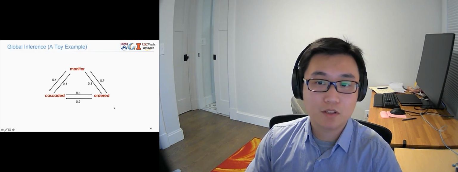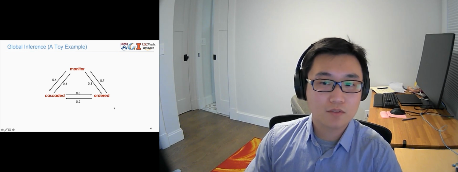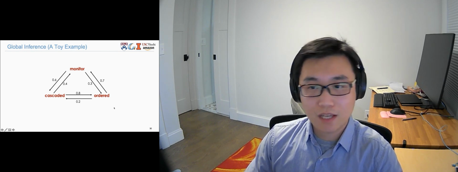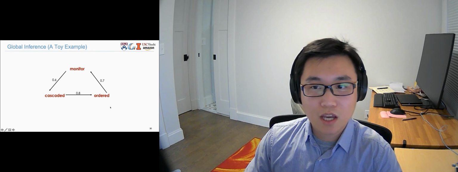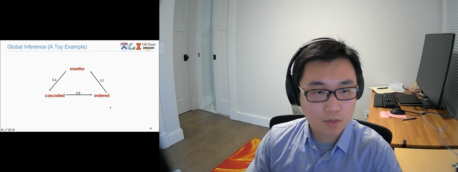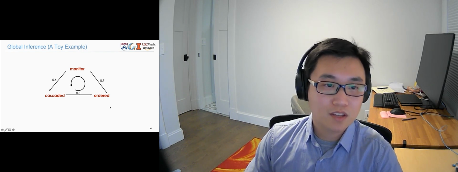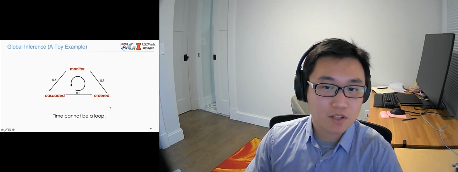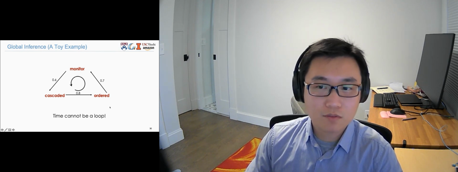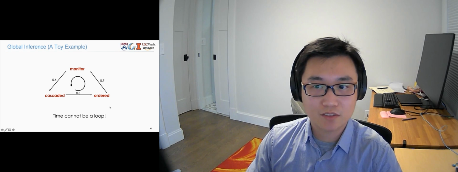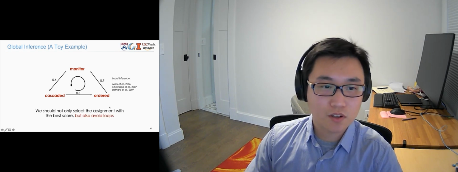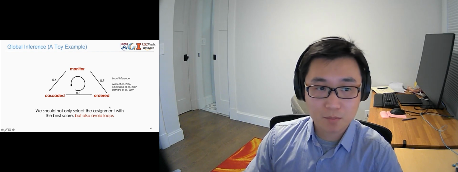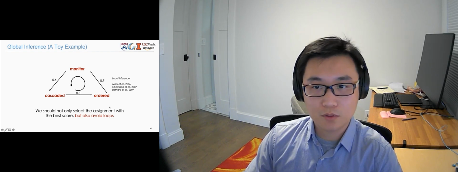Here is a toy example for how we solve for the final graph. The naive way is to select the best score for each edge, and then we get a loop. However, we know time cannot be a loop. That is also the implication of the transitive property of time. So how should we avoid this situation in practice and in our algorithm? The answer is that we should not only select the assignment with the best score, but also avoid those loops.